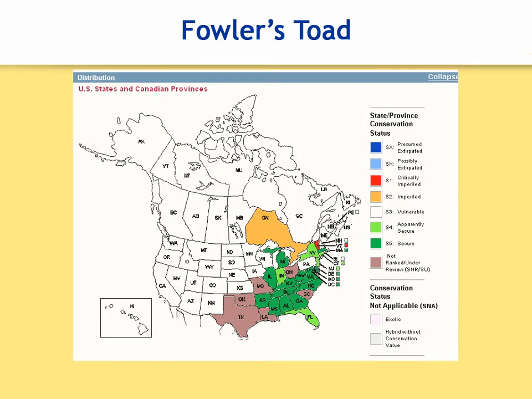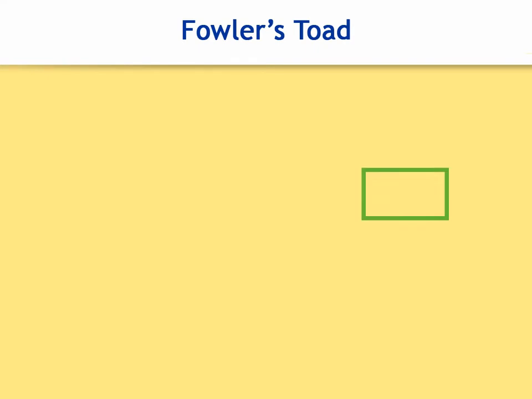The species that programs track are those that have a status of S1 to S3. They are imperiled or vulnerable. The programs also maintain historical records of extirpated and possibly extirpated species. You can see that in Vermont, up near the very edge of its range, Fowler's toads are critically imperiled, but in most of their range, they are in good shape.